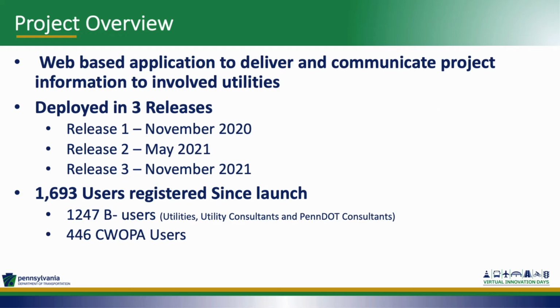Since November of 2020, we've accumulated almost 1,700 users. About 1,300 of those users are what we call B- users. So these are users like utilities, utility consultants, also PennDOT consultants, and a little less than 500 of the users are actual Department of Transportation employees. So these are project managers, district utility coordinators, administrators, and so on.